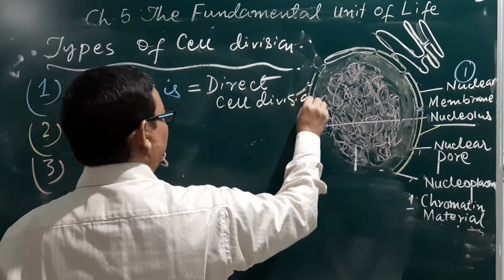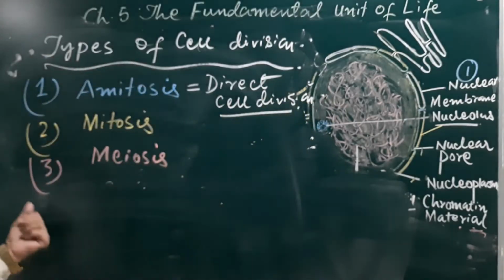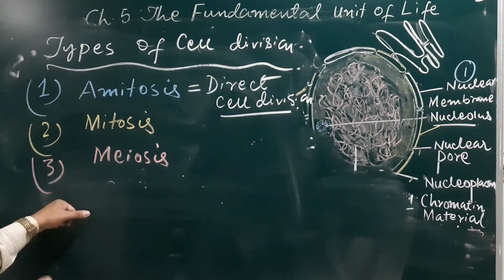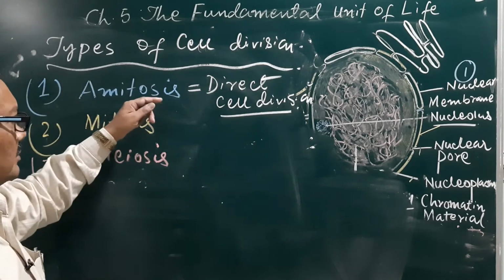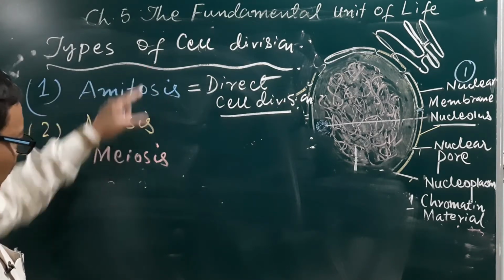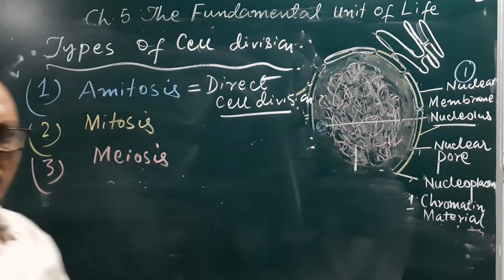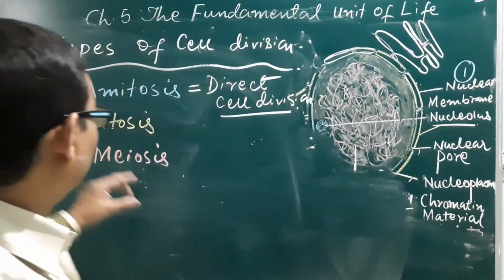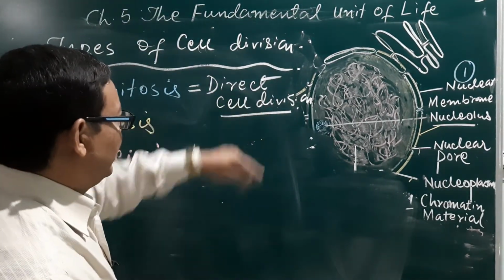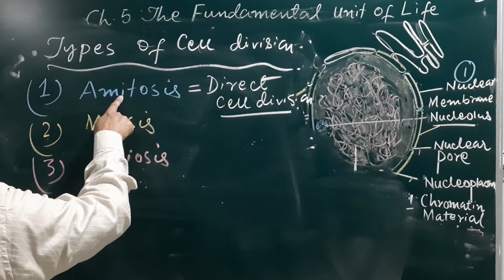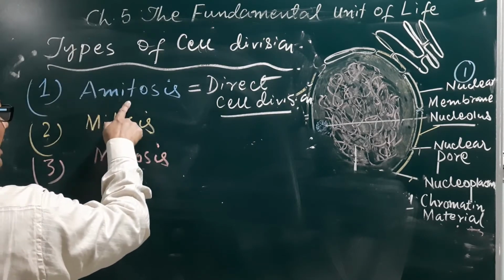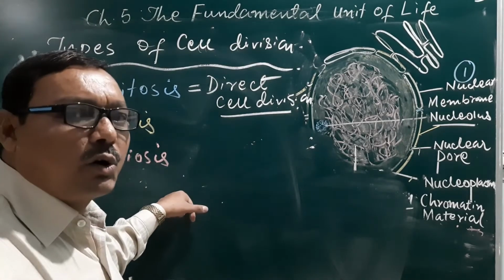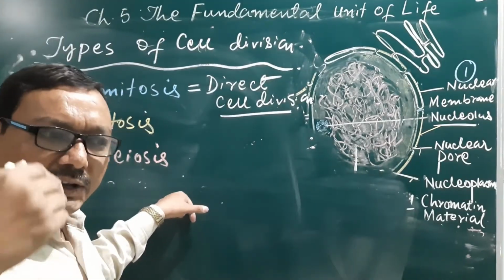Actually, in a detailed way, it is not required to study this in your syllabus, but I have managed it for your understanding. Amitosis is the direct cell division. Why is it known as direct cell division? Because in this process, when the nucleus divides, it does not undergo any stages.